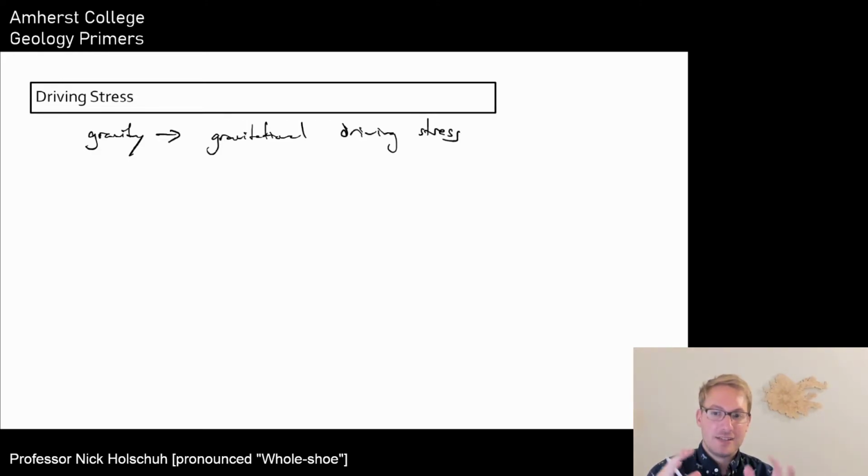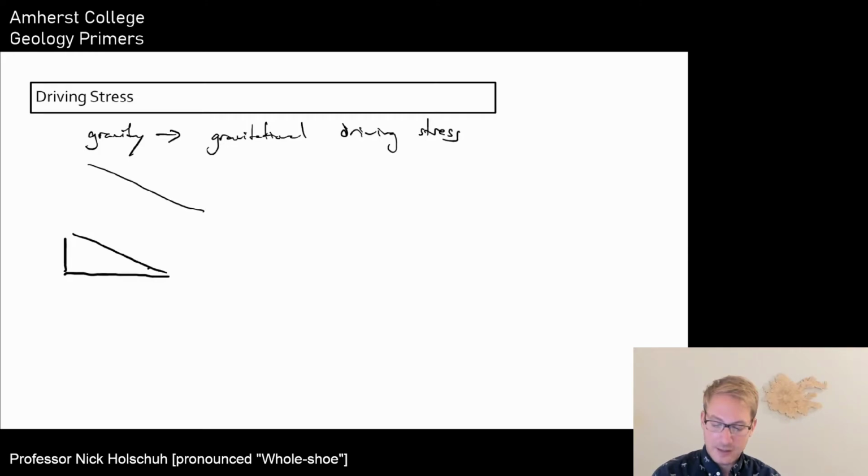There are two ways to frame our thinking of the gravitational driving stress. It turns out the math for both of these problems results in essentially the same answer. We can think about, for example, ice sitting on an inclined bed.